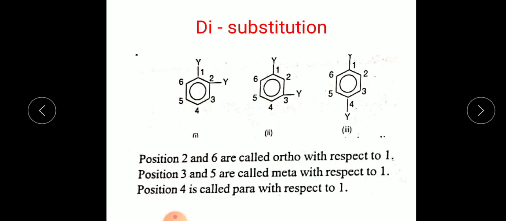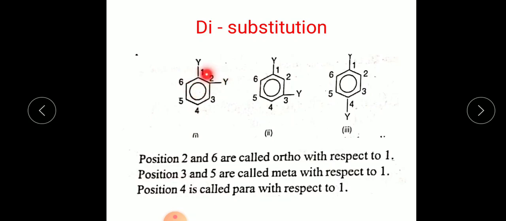So now, how do we name the aromatic compounds? Before that, we need to understand the substitution. If you have more than one substitution, then how can we name that compound? Just remember that we can number it 1, 2, 3, 4, 5, 6. Now, where the functional group is attached, this is a functional group, and we can give this position 1.